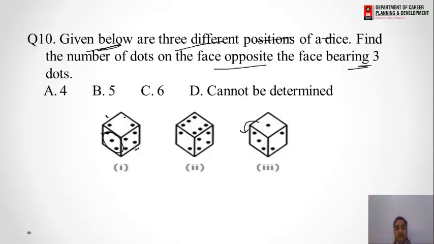On the other hand, 4 is sharing its edges with 6 and 2, where 6 is in the clockwise direction of 2, that means over that side. So here we have 6. So we can say 3 and 6 are opposite to each other. Option number C is the right answer for this.